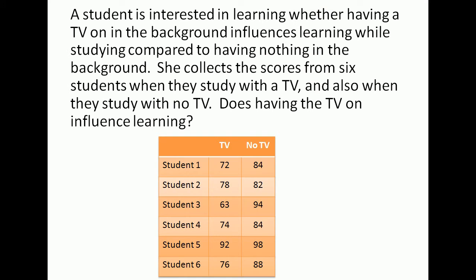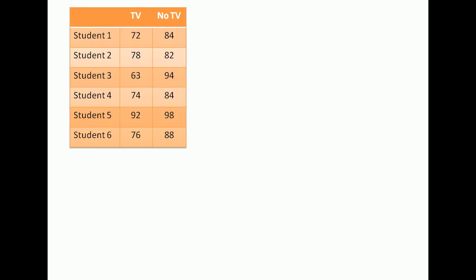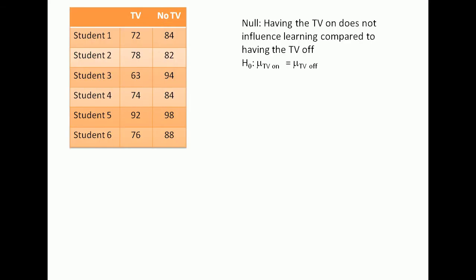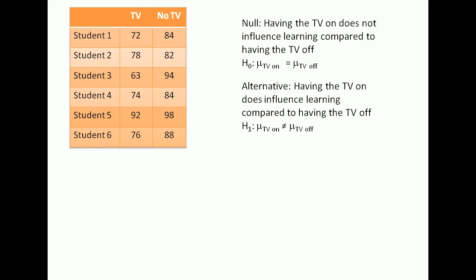So here we have a problem. I'll let you read it, and then once you're finished reading it, pause the video, read it, and then unpause the video, and we'll carry on. Now we're going to state the null and the alternative. The null is that the TV does not influence learning, and the alternative is that the TV does influence learning.